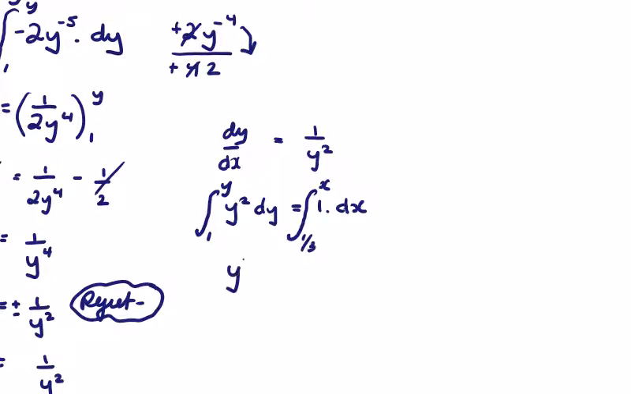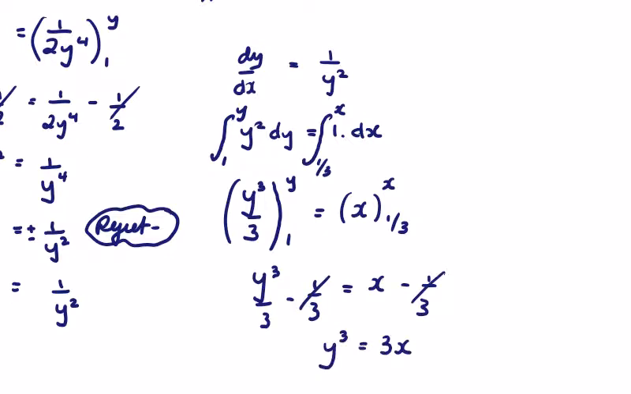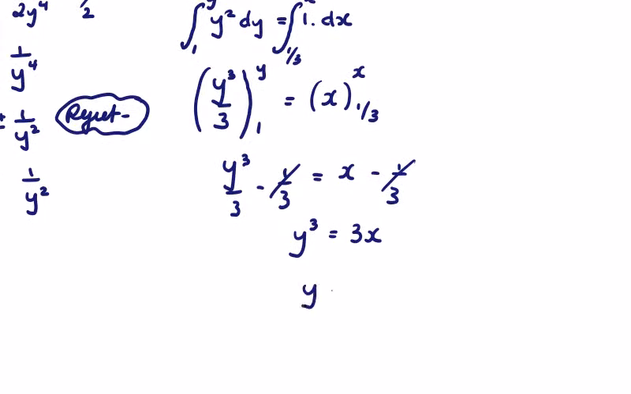So we're going to get y cubed over 3. You can see why the third is in this question. We're going to get a third on the left hand side between y and 1 equals x between x and a third. So we're going to get y cubed over 3 minus 1 over 3 equals x minus 1 over 3. So we're going to get y cubed is equal to 3x. So y will be equal to the cube root of 3x.